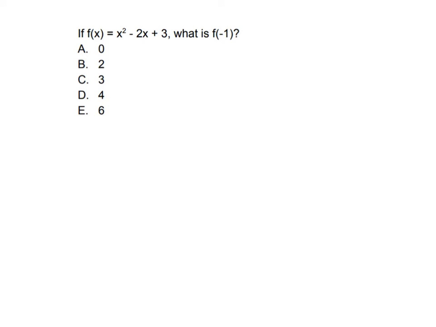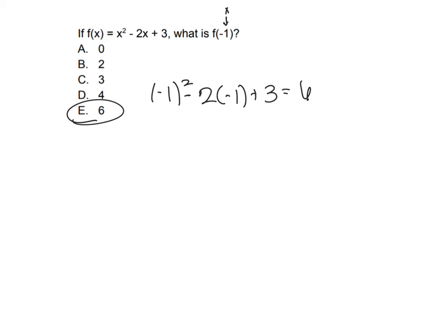The next example says, if f of x equals x squared minus 2x plus 3, what is f evaluated at -1? Again, this means here, plug this in for x. So when we plug it in, make sure you put it in parentheses. That's really important. And then just type this into your calculator. When you type it into your calculator, you should get 6, which is E.